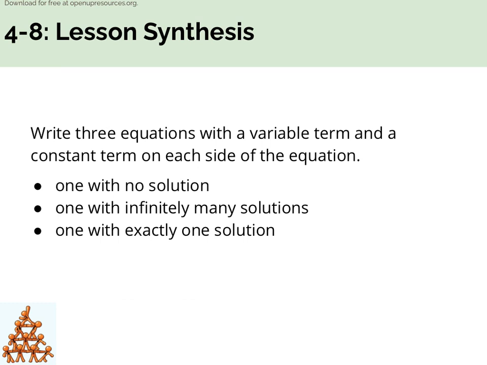So remember that we can have 3 different types of answers for equations. Let's do it in order. We have no solution. Remember, that's where the variables are the same on both sides, but the numbers are different on both sides. Infinite many solutions is where the variables are the same and the numbers are exactly the same, so both sides are exactly the same. And then one solution is where the variables are different on both sides, and then the numbers can either be the same or they can be different on both sides.